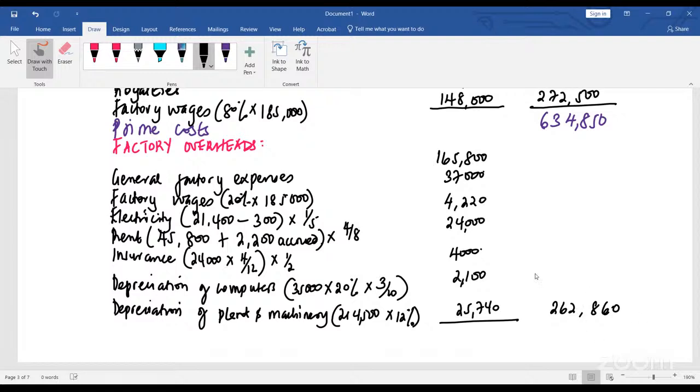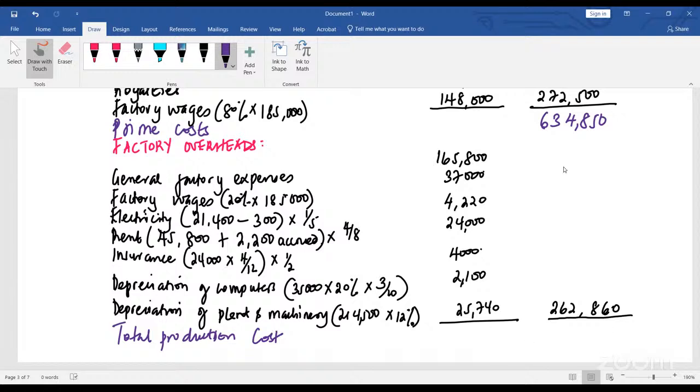So this is added to the prime cost up there. And if we add it, now we get what we call the total production cost. Flavia, thank you so much. The figure is okay, 262,860. Thank you. Correct. Okay, thank you.